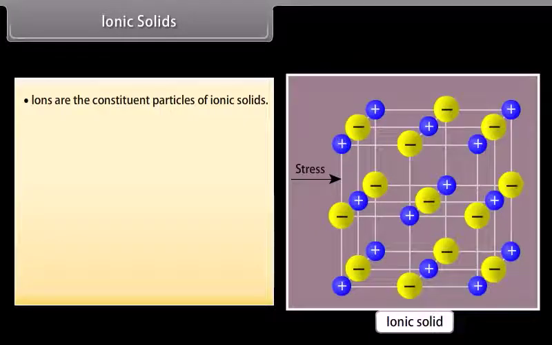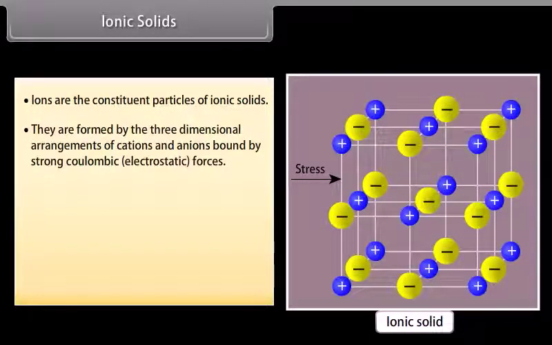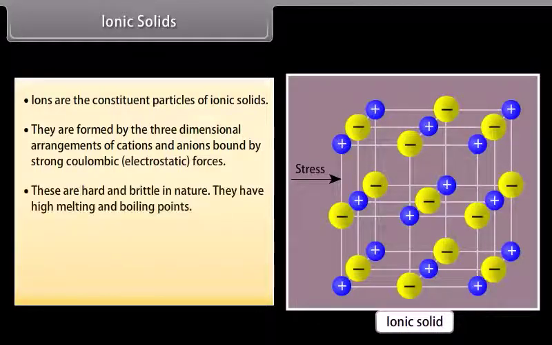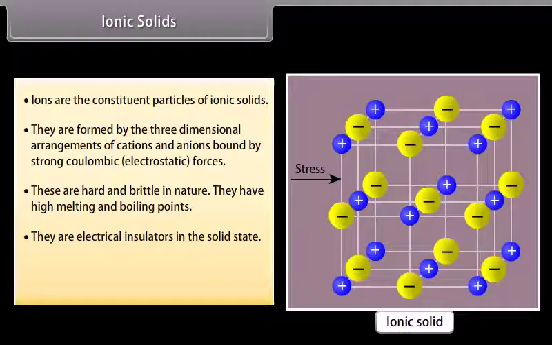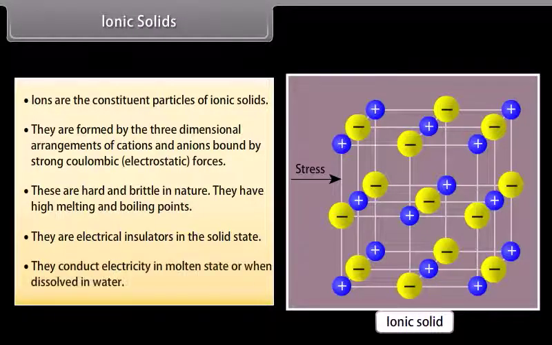Ionic solids. Ions are the constituent particles of ionic solids. They are formed by the three-dimensional arrangements of cations and anions bound by strong Coulombic electrostatic forces. These are hard and brittle in nature. They have high melting and boiling points. They are electrical insulators in the solid state. They conduct electricity in molten state or when dissolved in water.